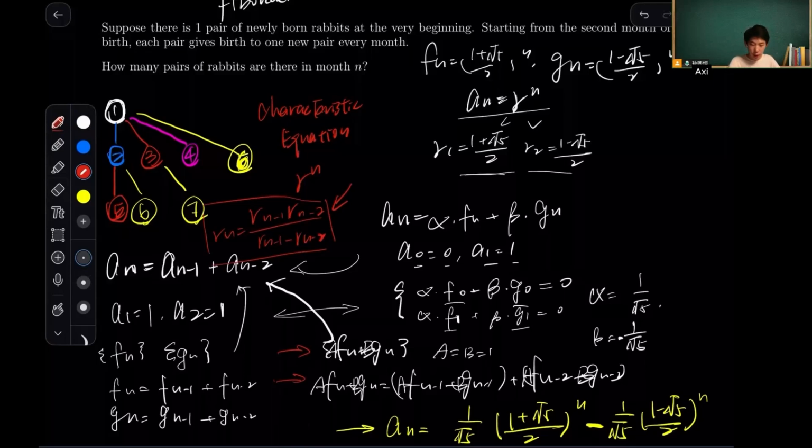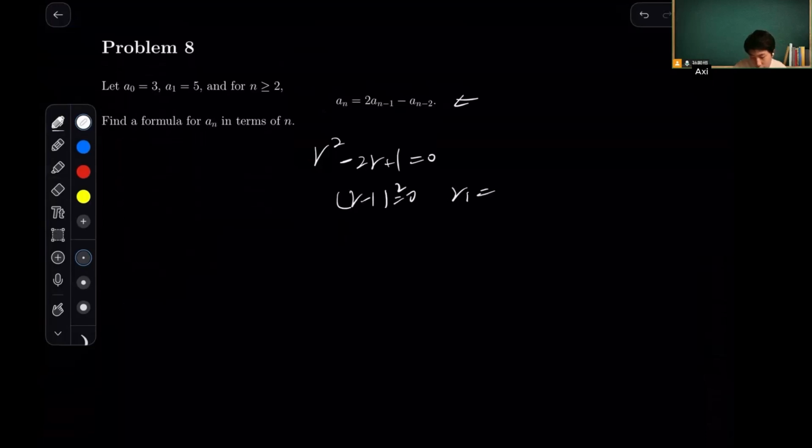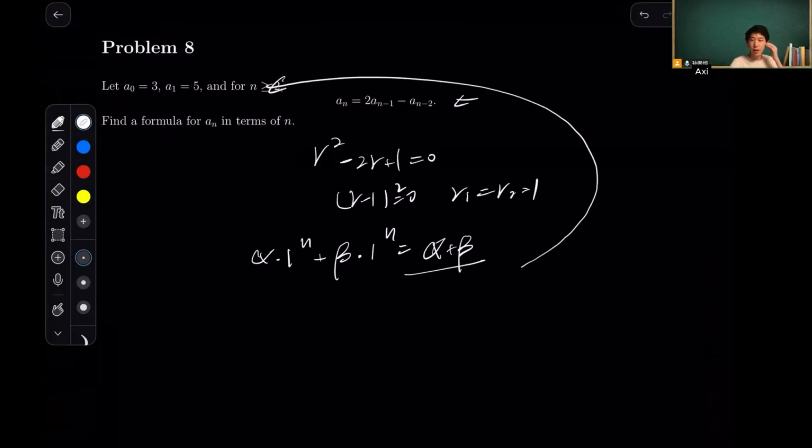Now, actually, the characteristic equation technique gets a lot more advanced compared to what we already have when there are repeated roots. It is very, very annoying. For instance, problem 8 over here. If we apply the same thing, we're going to arrive at the characteristic equation that looks like this. We know this solves to r1 equals r2 equals 1. Then there's a problem because alpha times 1 to the nth degree plus beta times 1 to the nth degree is always alpha plus beta, and this cannot possibly satisfy everything here. So we come across a problem.